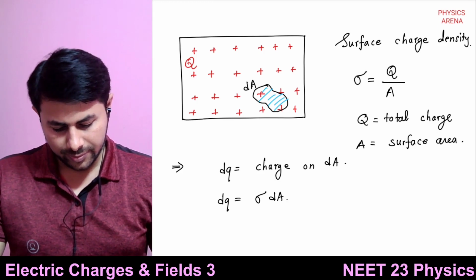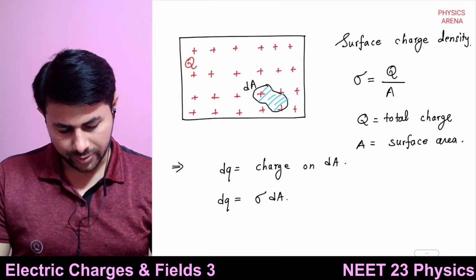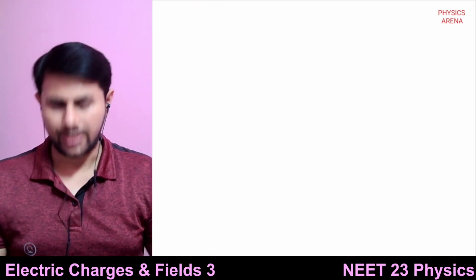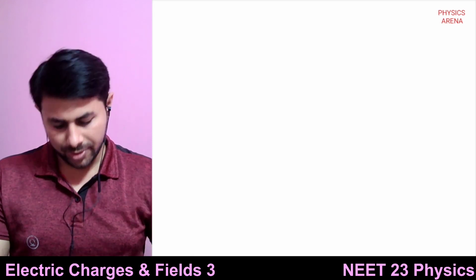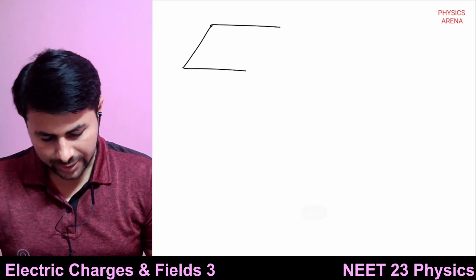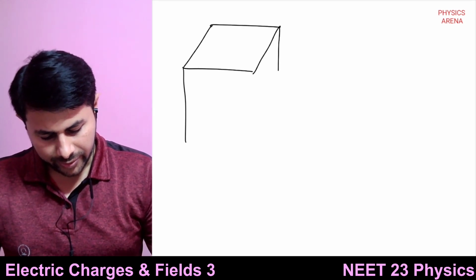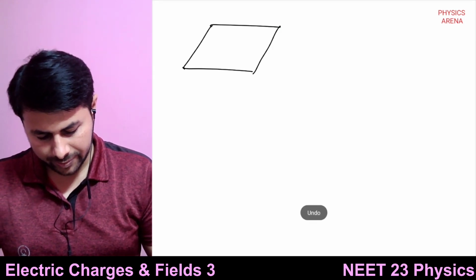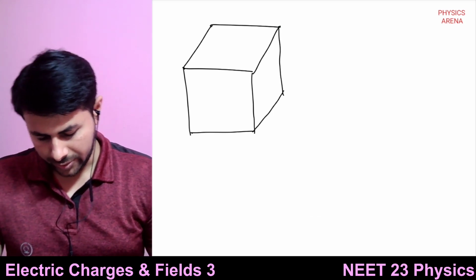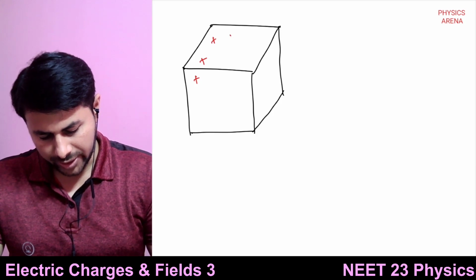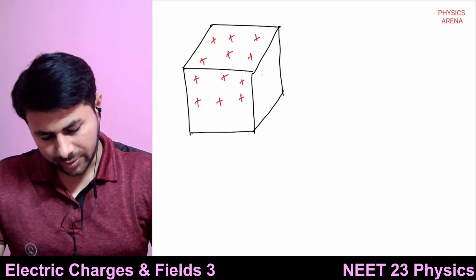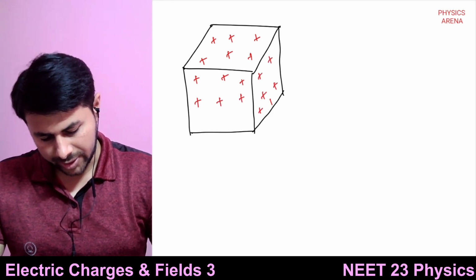Fine. This is simple. And similarly, we can have solid objects, for example a sphere or a cube. So we can have a cube or a sphere, and the charge can be distributed in the complete volume of these objects. Here charge is distributed uniformly, continuous charge distribution is there in the complete volume of this cube.